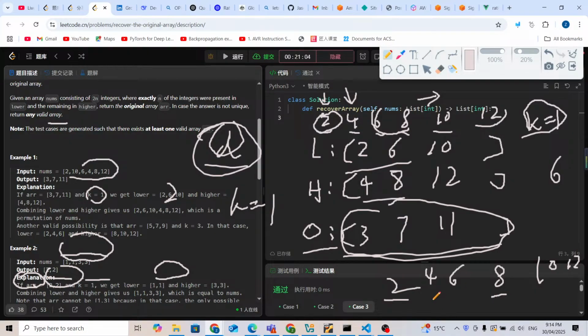Because 2 plus 3 is going to be 5, and 8 minus 3 is going to be 5. This is going to be the first number. And then the second number, 4 plus 3 and 10 minus 3. And similarly for 6 plus 3 and 12 minus 3. This is also okay. So this is another example we can find.